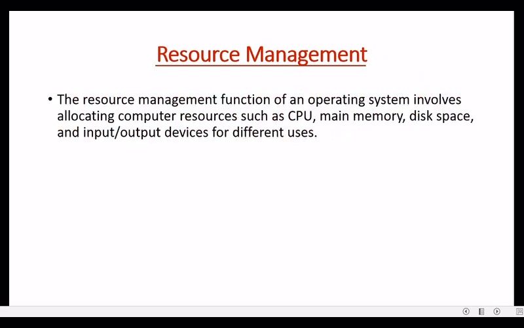First is resource management. What is resource management? The resource management function of an operating system involves allocating computer resources such as CPU, main memory, hard disk, input-output devices for different uses. What does it mean? What is the use of keyboard? What is the use of mouse? What is the use of memory? What is the use of hard disk? All these things are called resources, and the functionality of these resources is managed by the resource management system of the operating system.